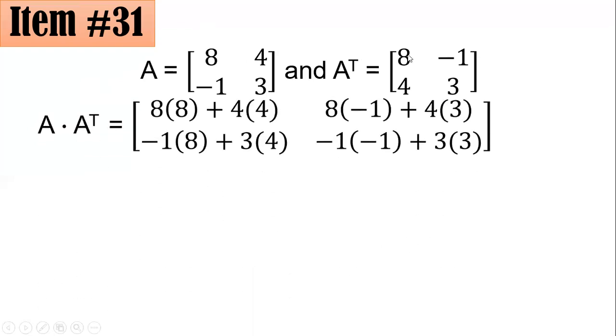That is 8 times 8 plus 4 times 4. That would be here. Next, for the first row, second column, that's 8 times -1 plus 4 times -3. Then, for the second row, first column, -1 times 8 plus 3 times 4. And lastly, for the second row, second column, that would be -1 times -1 plus 3 times 3.